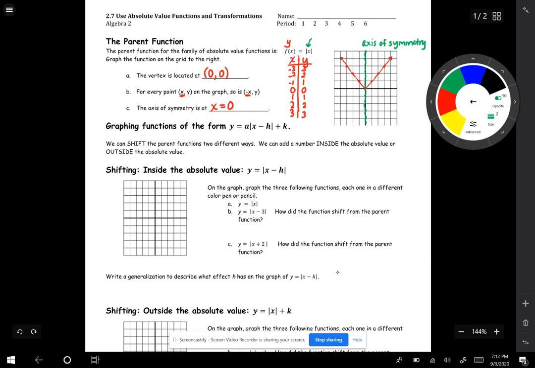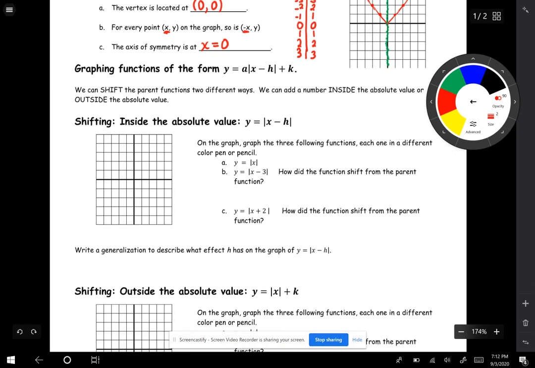If you have colored pencils handy, especially two others, you can use them. If you don't, you can still do these graphs, but you would want to label them. On the graph on the left, we are going to graph three functions, each one in a different colored pen or pencil. On A, we are just going to graph the parent, which we did above. So I'm going to plot those points again.